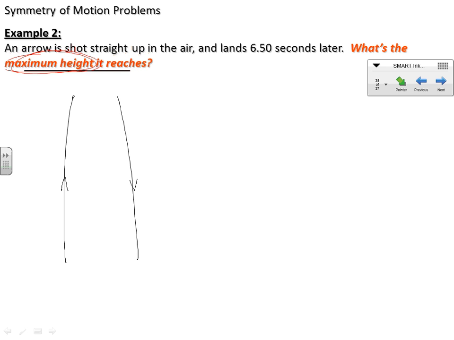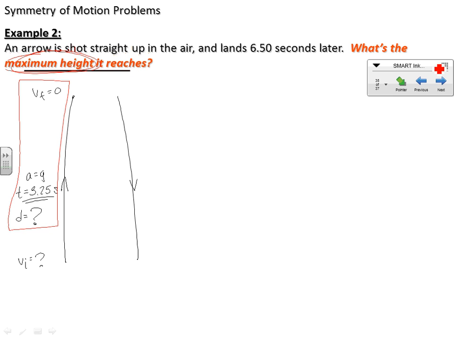Well, let's see. If we do the way up, we would have VI is unknown, VF is 0, and we would know that our A is G. And we do know our time, how long? Not 6.5 seconds. Yeah, 3.25 seconds, half the time. And we're looking for D. Well, I guess the question becomes, is there an equation with those four things in it? Well, the answer is no.